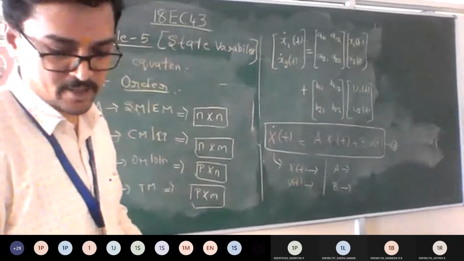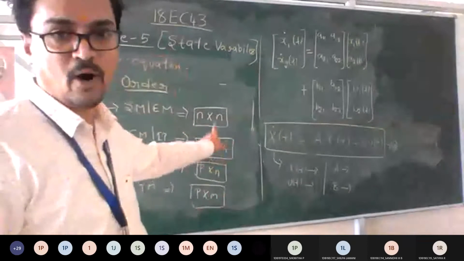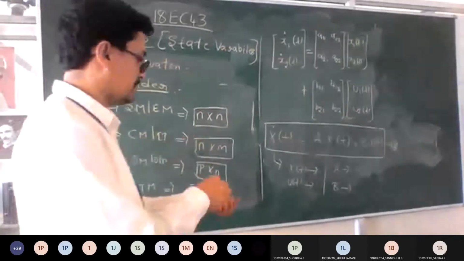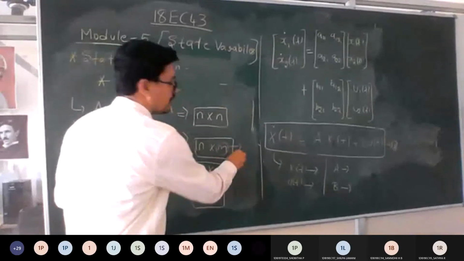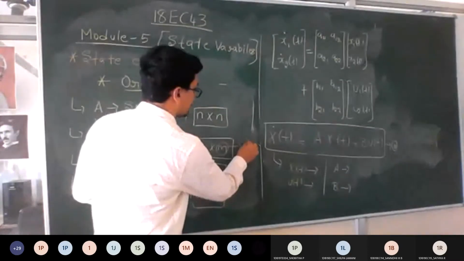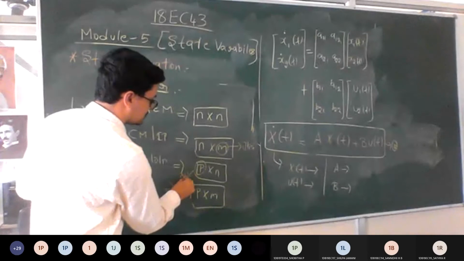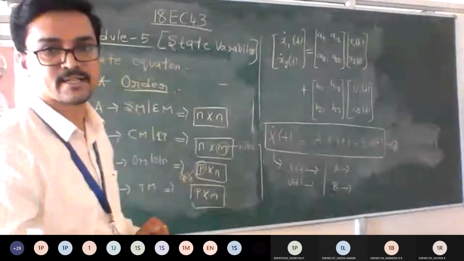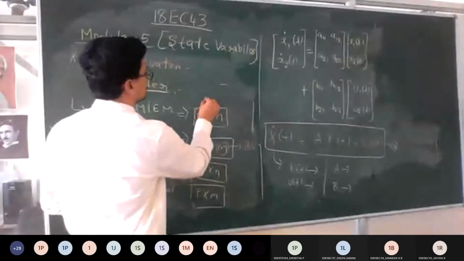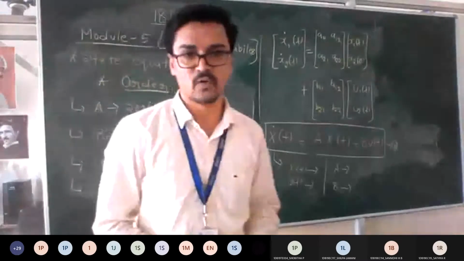Okay? Now we just write down what is the meaning of p, m and n so that you'll get an idea how to take the order. Where m indicates number of inputs. So m indicates the inputs and p indicates the number of outputs, and last n indicates the number of state variables.